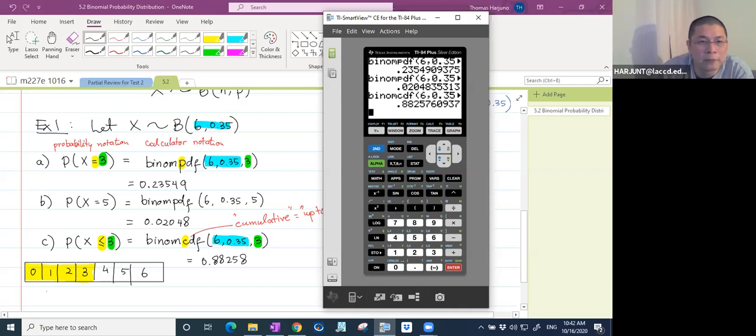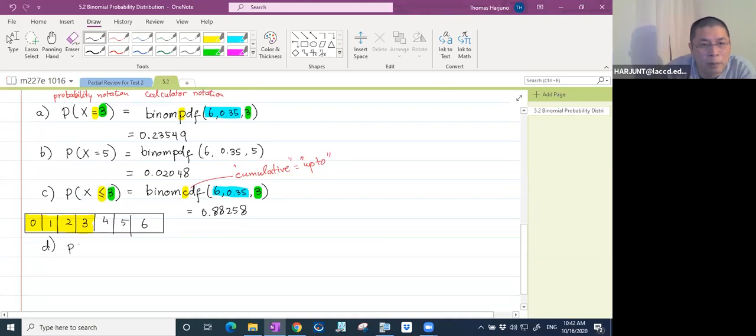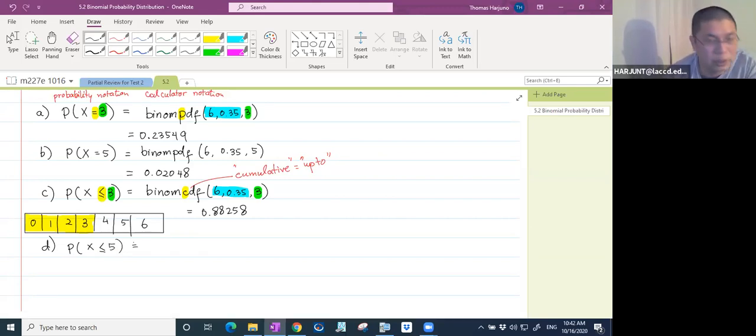Now part D. I make a similar question. Find the probability that the number of tails is at most, let's say, at most 5. So it's basically from 0 to 5, right? That will be binom CDF 6, 0.35, up to 5.